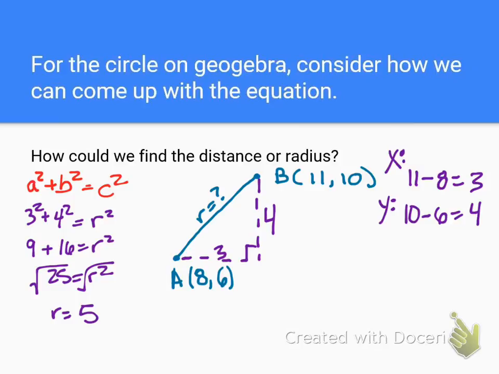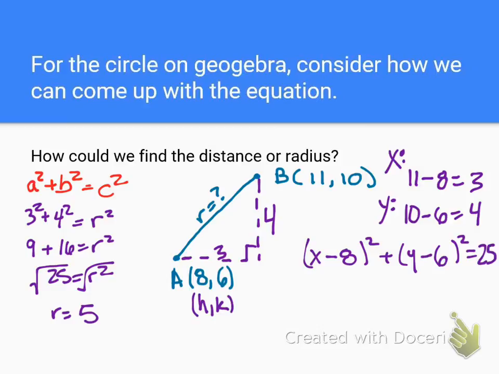Okay, so now that I know the radius and the center point A, I can create my equation of the circle. It's going to go into this form. I know that it's going to be (x minus h, which is 8) squared plus (y minus k, which is 6) squared, and that's going to equal 25, which is my radius squared.